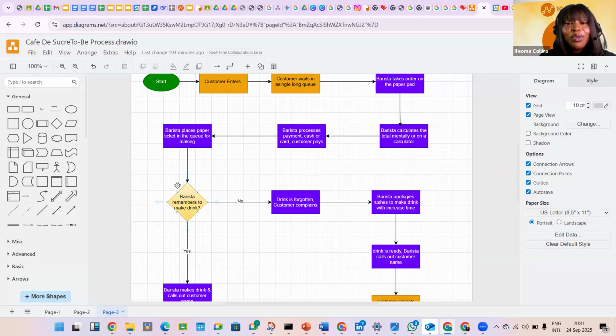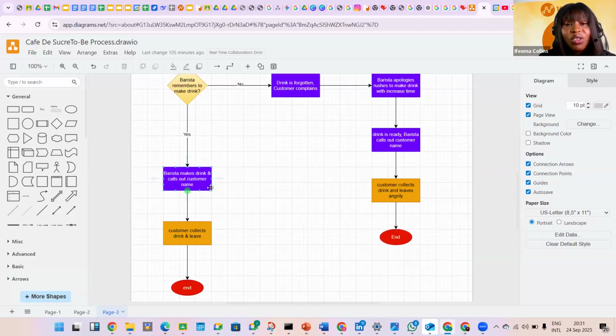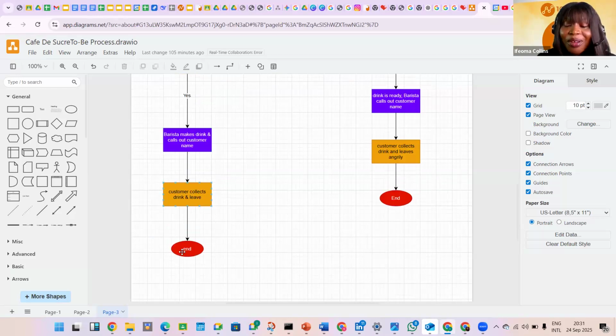If he remembers to make the drink, he makes the drink and calls out the customer's name manually. Sarah, your coffee is ready. The customer goes, collects the drink, and leaves. This is one of the processes.